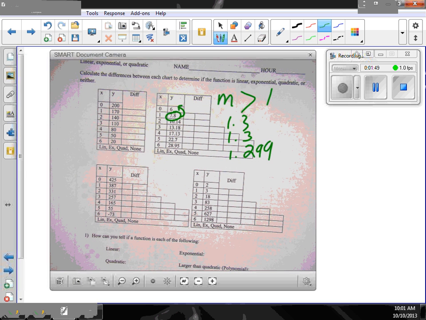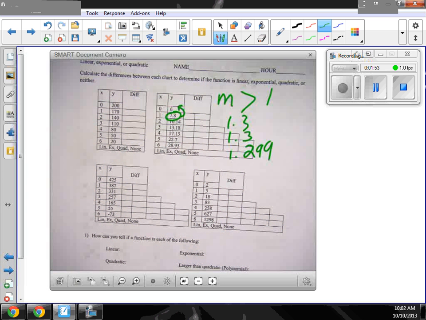How come? Because this number probably has more decimals than are shown. So that is really just 1.3. And the other ones are going to be close to 1.3, but they're not going to be perfect because you don't have all the decimals.